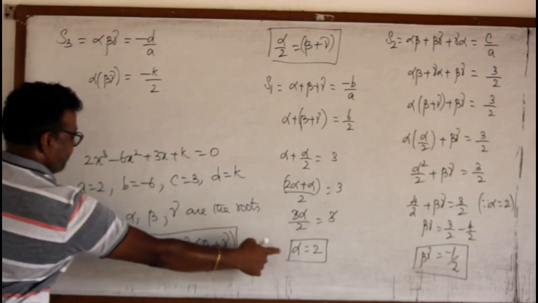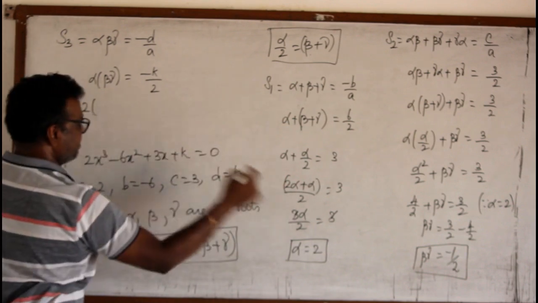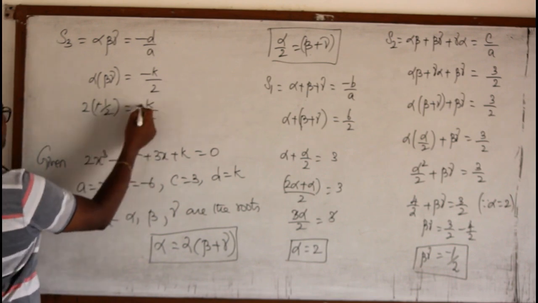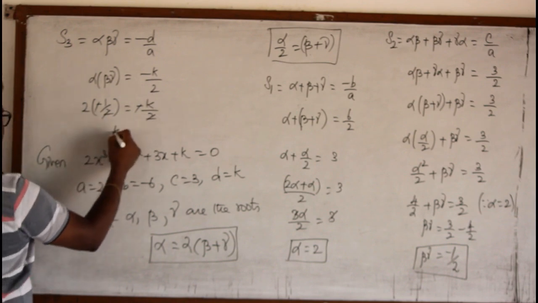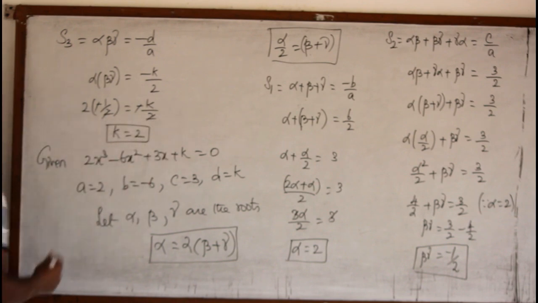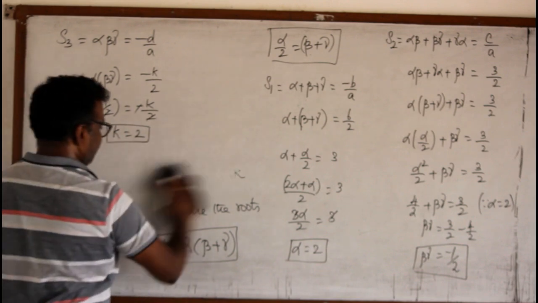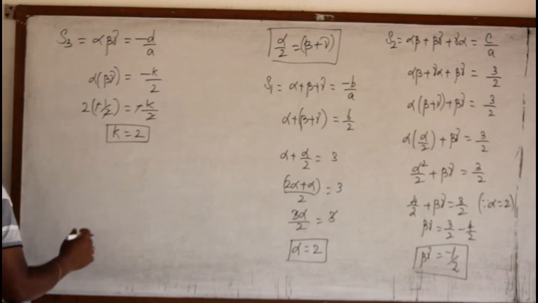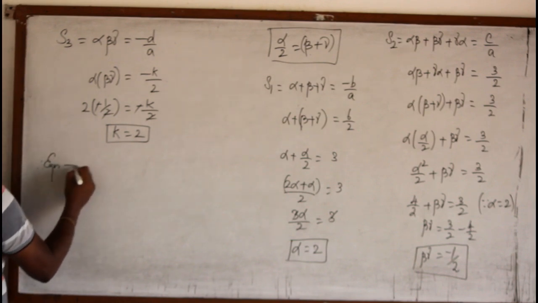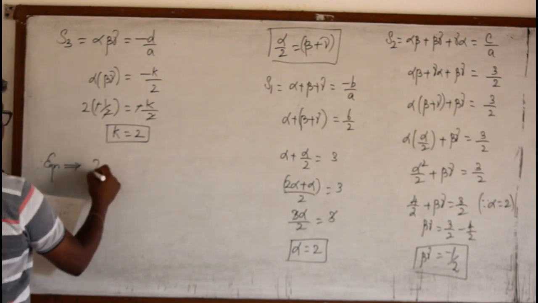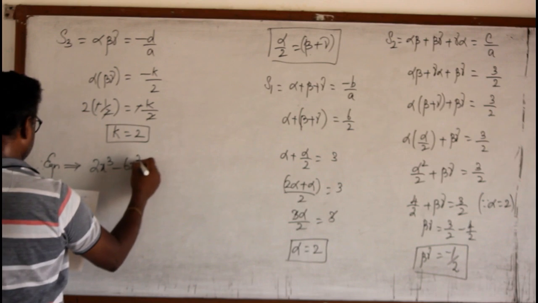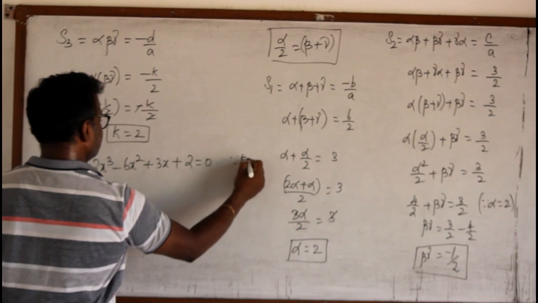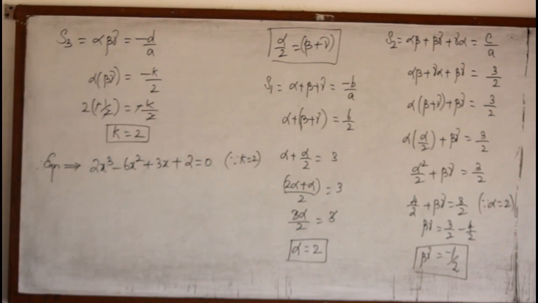We know the value of alpha, that is 2, and we have the beta gamma value as minus 1 by 2 equal to minus k by 2. Minus minus cancels, the 2 denominators cancel, therefore k equal to 2. So we got the value of k, but I have to solve the equation also. Therefore, the given equation becomes 2x cubed minus 6x squared plus 3x plus k, where k is 2.